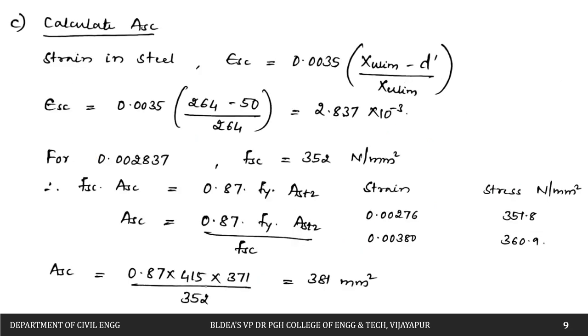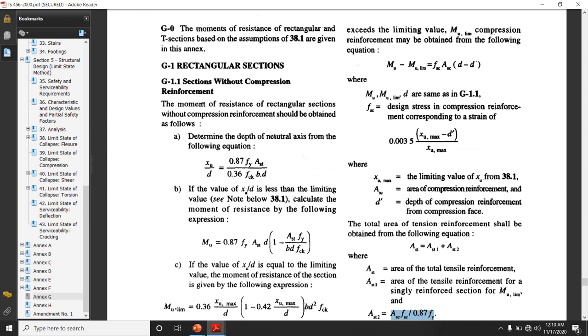Then next is we'll try to calculate the additional compression reinforcement which we'll provide at the top in this case. So as to calculate that, we have to calculate the strain in steel. That formula is also given in the code book, that is 0.0035 into (xu max minus d dash) divided by xu max.